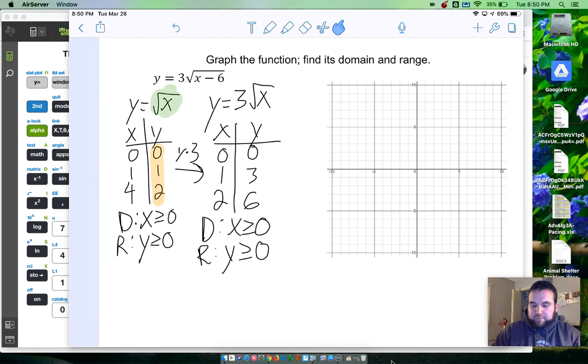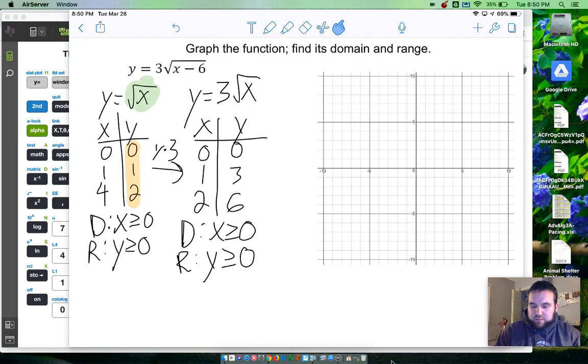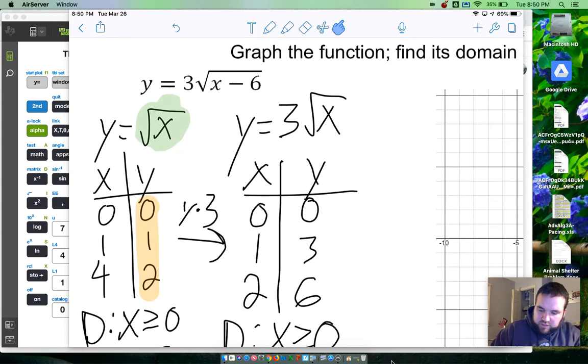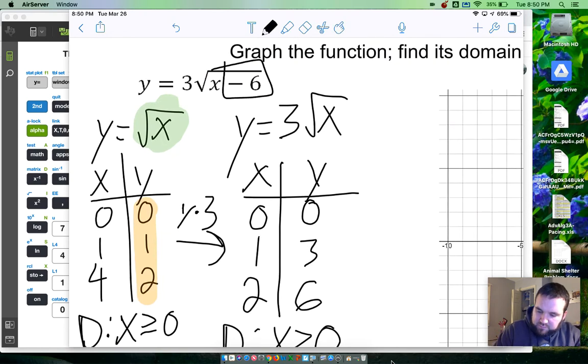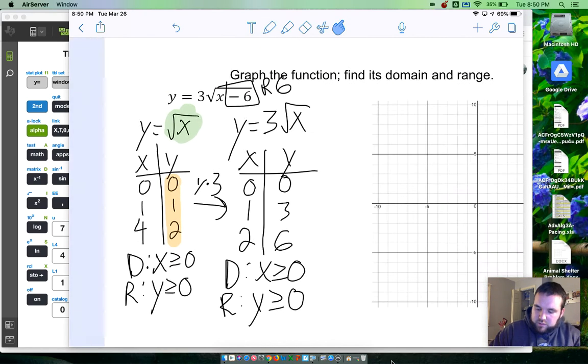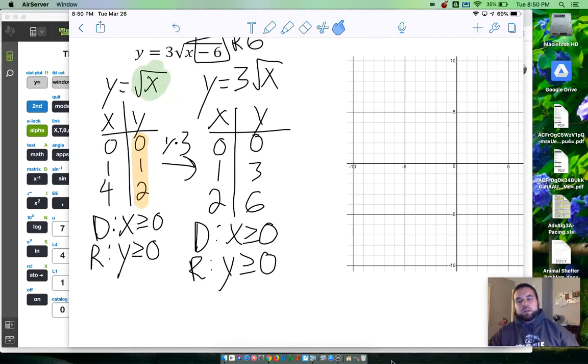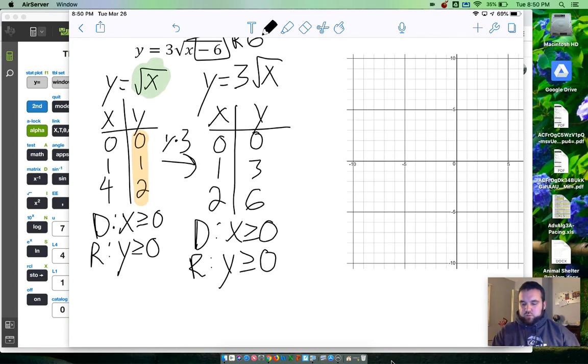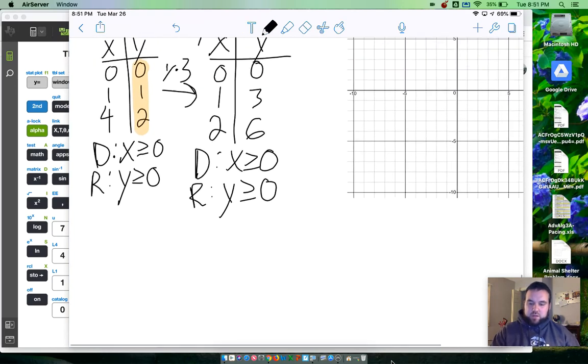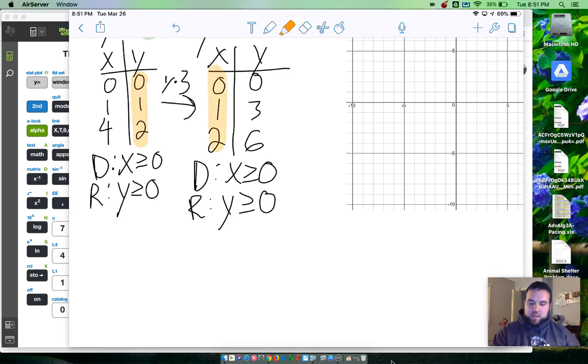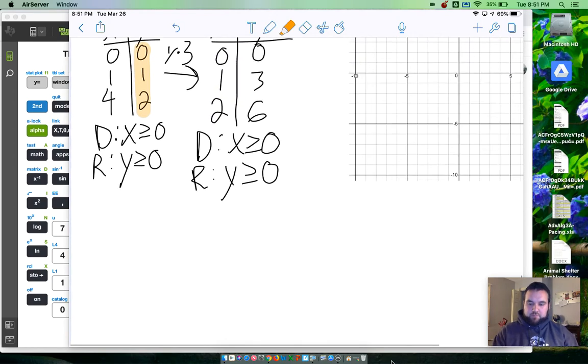Okay. And then finally, the last step we need to do to get my full function, the function I'm looking for right here, is to take care of that -6, which we know moves the function to the right by 6. Shifting to the right on a graph is increasing your x coordinates. So for this last table, I'm going to take these x values of 0, 1, and 2, and add 6 to all of them.